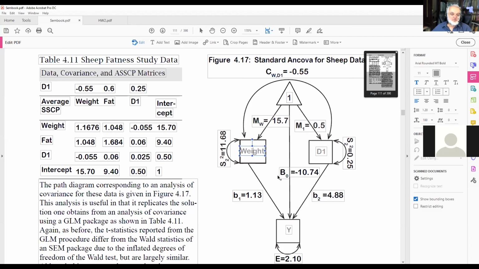Well, maybe that coefficient isn't something you're particularly interested in. I didn't talk about it here, but you could, for example, center weight such that it would then have a mean of 0, at which point this intercept is going to have as its interpretation the fat value of the average ewe.